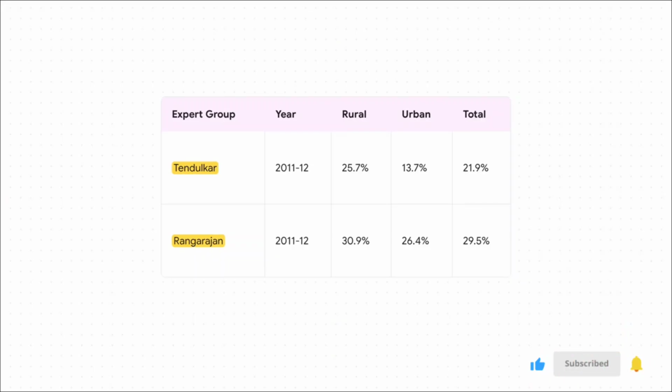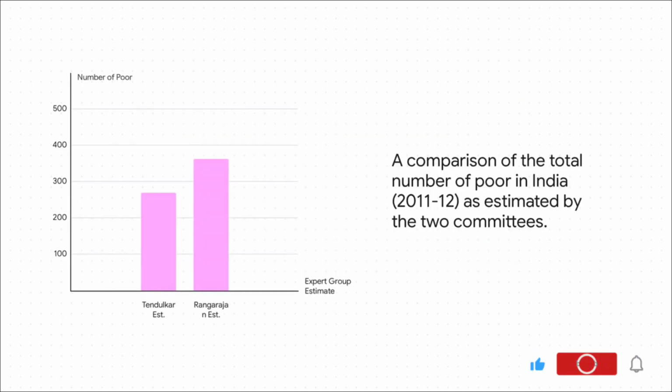Now, this table is a perfect example of why the methodology, the how you measure things, is everything in economics. Just look at these poverty estimates for the exact same year, 2011-12. The Rangarajan Committee's estimate is much higher because it used a broader definition of poverty, including essential spending on things like education and health, which the Tendulkar Committee's formula did not. And look, this isn't just some boring statistical debate. That difference in methodology means a difference of almost 100 million people. That's 100 million more Indians classified as poor under the Rangarajan formula. It's a powerful reminder that how we define and measure these concepts has huge real-world consequences.